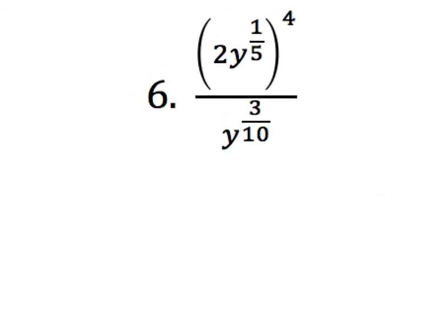We have 2y to the 1/5 raised to the 4th power all over y to the 3/10. Now this one will be similar in the sense that we have to subtract these exponents. However, before we do that, we need to bring this 4 onto every exponent inside those parentheses. A big common mistake some folks will make is they'll forget that this 2 has an exponent of 1. So let's rewrite this with the new numerator. This would be 2 to the 4th, y to the 4/5, all over y to the 3/10.